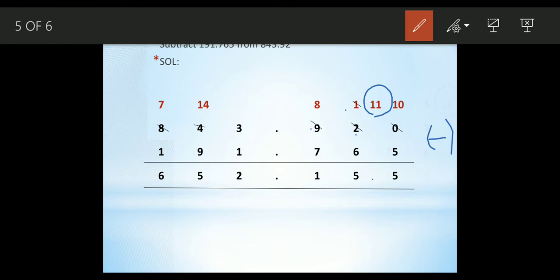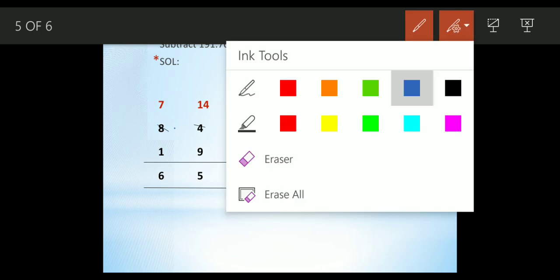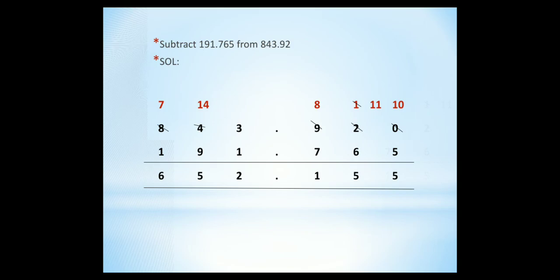Now I have to keep the decimal point and then go to the previous number. 3 minus 1, 2. 4 and 9 cannot be subtracted. Why? Because 4 is a smaller number, 9 is a bigger number. So from a smaller number I can't subtract a bigger number. So what should I do? I should borrow. So from 8, when I borrow, 8 will become 7 and 4 will become 14. 14 minus 9, what will I get? 5, and 7 minus 1 I'll get 6. Clear? So what is my answer? It is 652.155. Did you see? Was that easy?